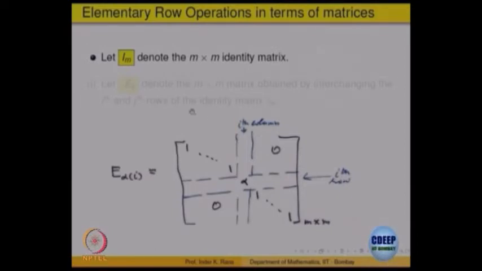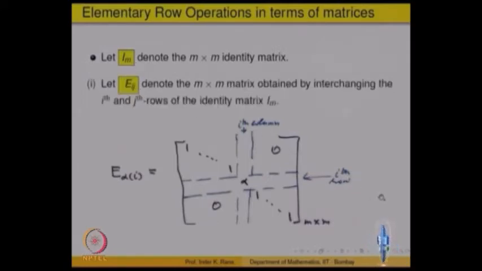To do that, we start with an identity matrix, M cross M, any identity matrix of order M cross M. What you do on this identity matrix is do the operation that you want to do. You want to interchange the ith row with the jth row. So, for the identity matrix, interchange its ith row with the jth row, and that will give you a new matrix. The identity matrix will change, right. So, the changed matrix is called Eij.